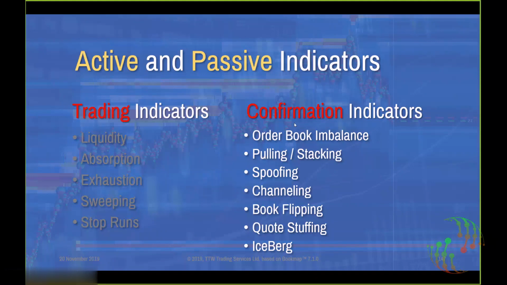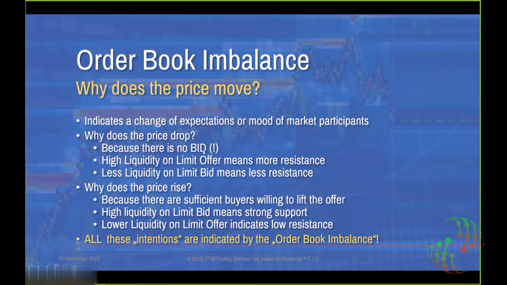Good. Now confirmation indicators. We want to continue with the passive indicators. As said in my terminology, these are the nouns we are talking about, and now we are coming to the verbs, because they are absolutely important, because they're showing us that we are on the right side of the market. Order book imbalance. We have talked so much about it. It is mainly responsible for the answer to why does the price move?